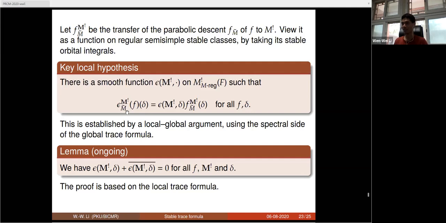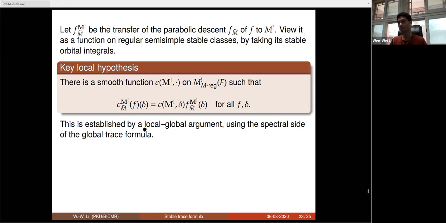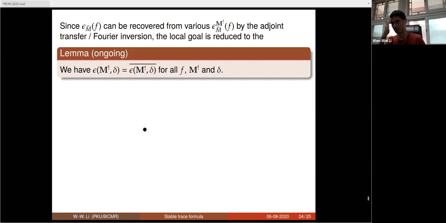And now the transfer is something invertible. So you can go back to your original epsilon function here, and we see that it vanishes. Okay, so we are reduced to this thing.